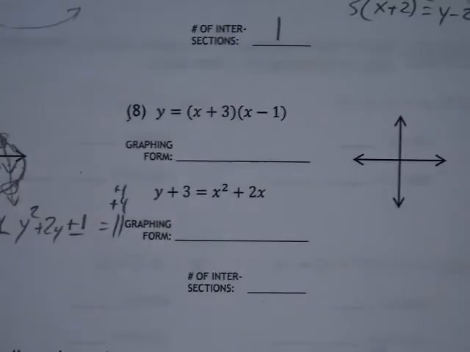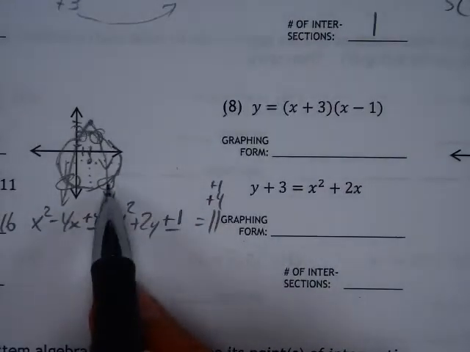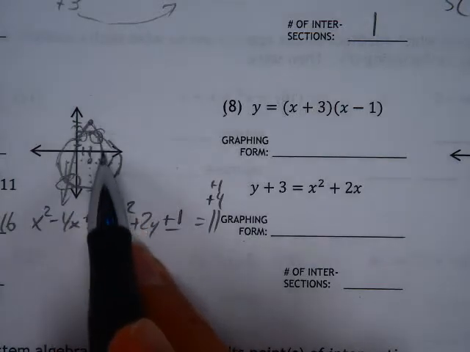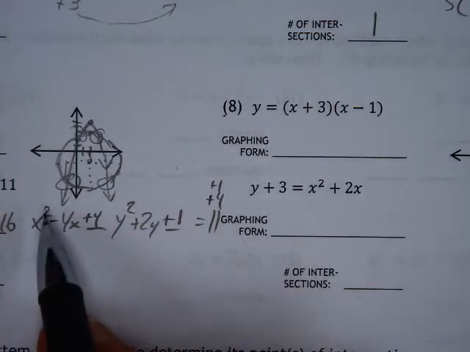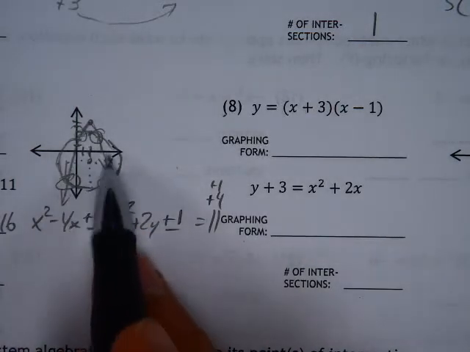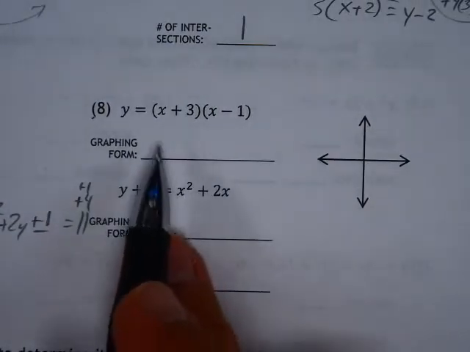Now it does ask for graphing form. By the way, the 4 points of intersection on that last problem are where the two graphs cross. They cross in 4 different locations, the parabola with the circle. So over here, we can get stuff from this.